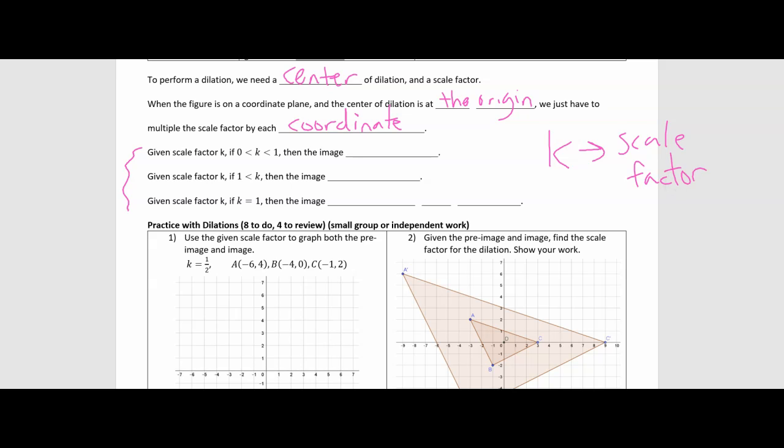So let's start with when k is equal to 1. If I multiply each side by 1, will the new image be larger or smaller than the pre-image? Take some time to think. Well, if I multiply every side by 1, the sides aren't going to change. So the image would stay the same as the pre-image.